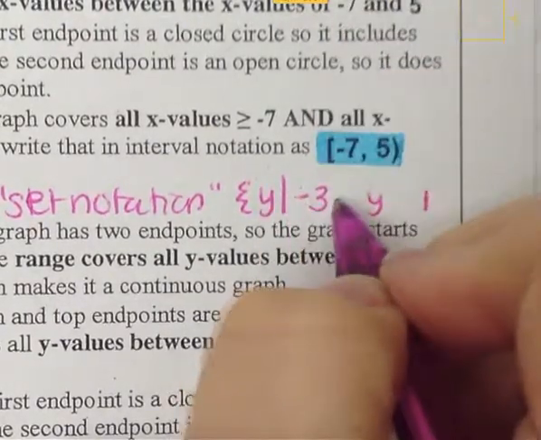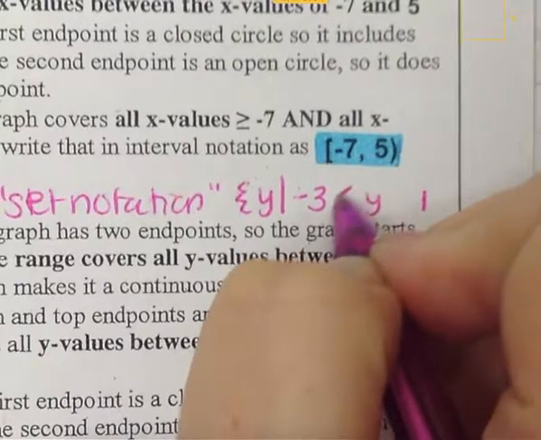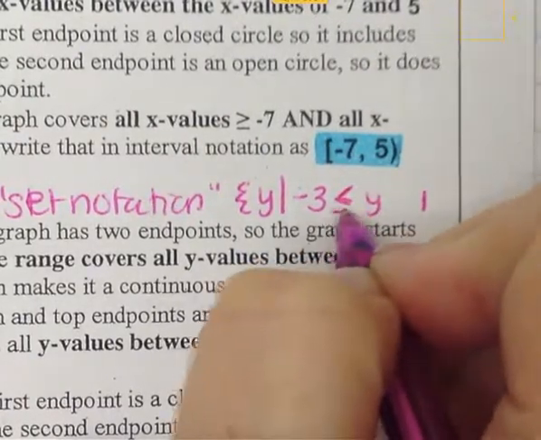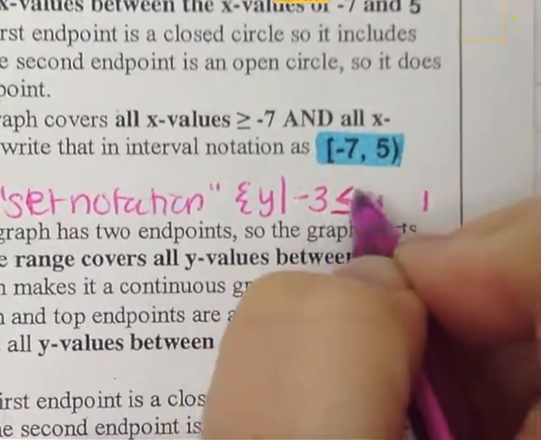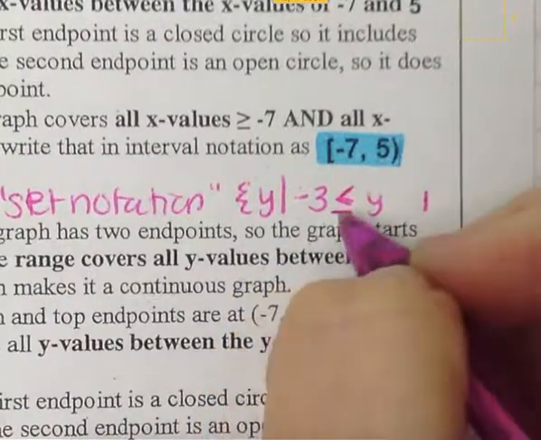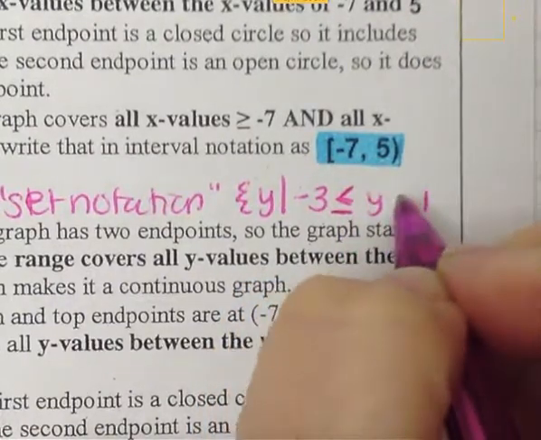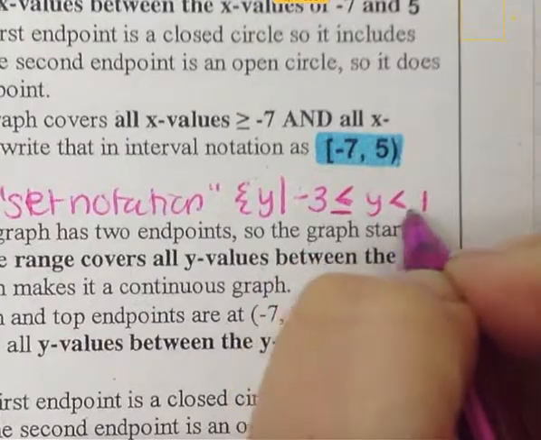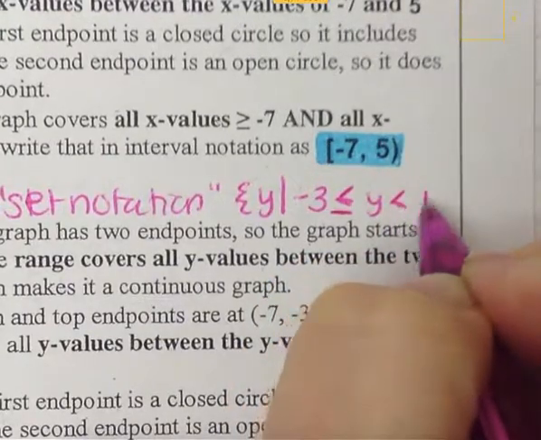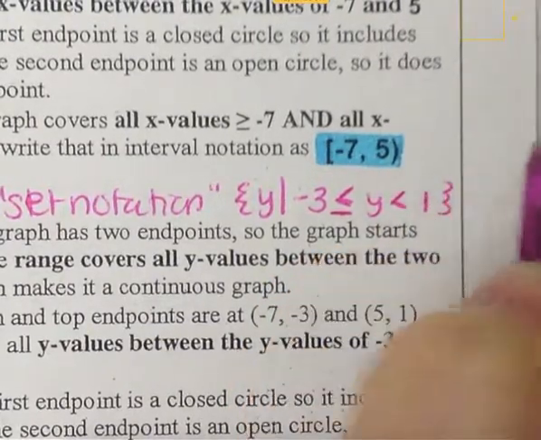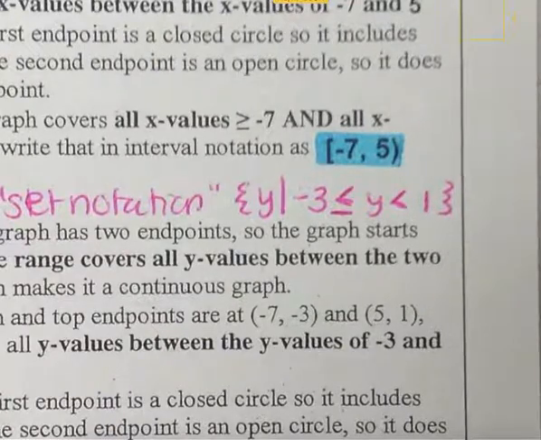We want all the numbers that were larger than that -3, but also including that -3. So y is going to be greater than or equal to -3. But we want all the numbers less than 1, but not including the 1. So we just have less than 1. And then that is the end of our range.